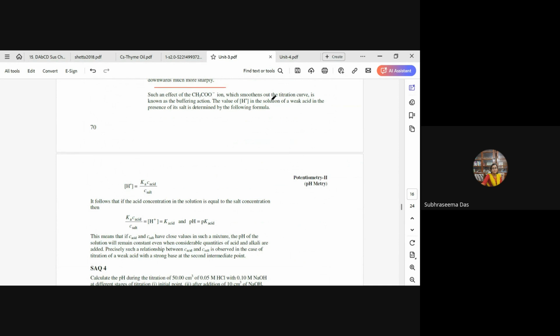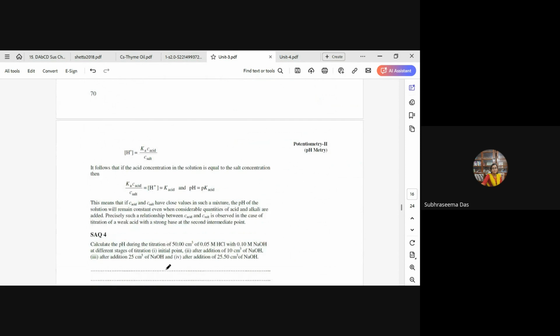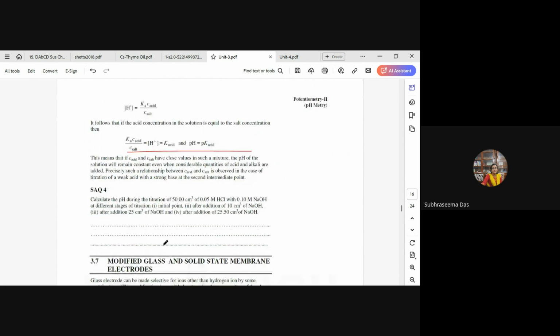This effect, which smooths the titration curve, is called buffering action. It follows that if the concentration of the acid is equal to the concentration of the salt, then pH is equal to pKa. This means that when the concentration of acid and concentration of salt have close values, the pH will remain almost constant. Even if we keep on adding acid or alkali, the pH and pKa will remain almost close to each other.